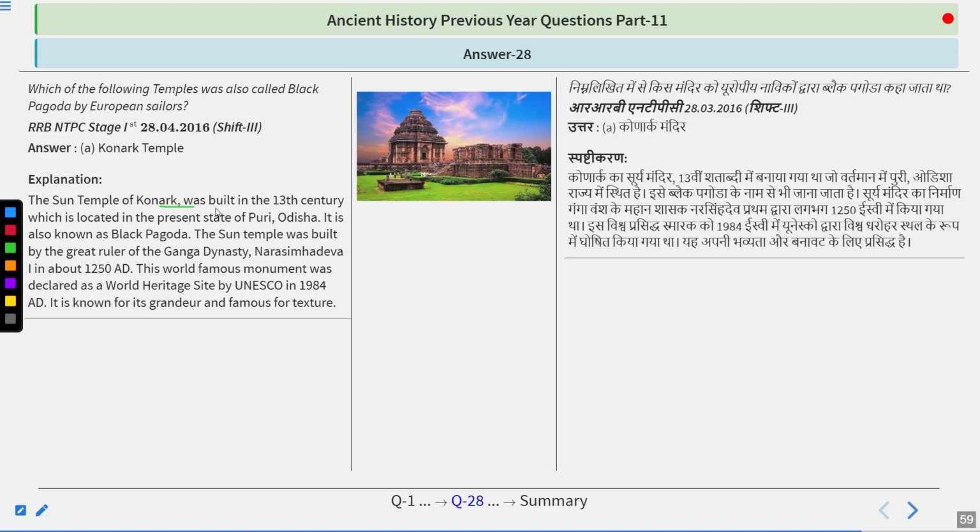So the Sun Temple of Konark was built in the 13th century, which is located in the present state of Puri, Odisha. It is also known as Black Pagoda. Sun Temple was built by the great ruler of Ganga dynasty, Narsimdev I, in about 1250 AD. This world famous monument was declared as the World Heritage Site by UNESCO in 1984. It is known for its grandeur and famous for texture. So do remember the answer is Konark Temple, and it is also known as the Black Pagoda by European sailors, while the White Pagoda is Jagannath.